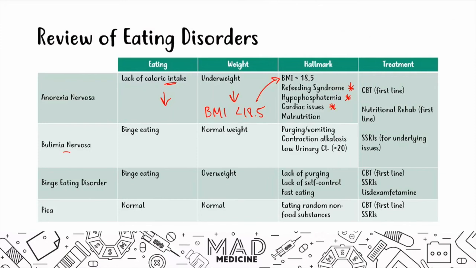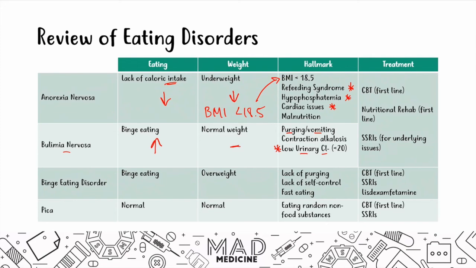All right, now when it comes to bulimia, this is a binge eating disorder. They're going to be eating a lot, but they are going to have compensatory mechanisms, which leads them to have a normal weight. It's not going to be overweight, they're not going to be underweight, they're going to be normal in their weight class. But they're going to have purging and vomiting that's associated with their binge eating. They're going to also have contraction alkalosis because they're contracting their total body volume by throwing up, as well as losing acidic volume in their body. They're losing acidity by throwing up their stomach content. And they're also going to have low urinary chloride, and this is probably a key important distinguishing factor for bulimia, when it comes to purging and vomiting.